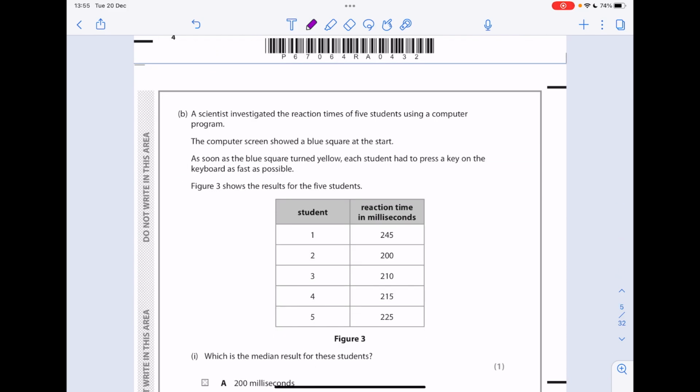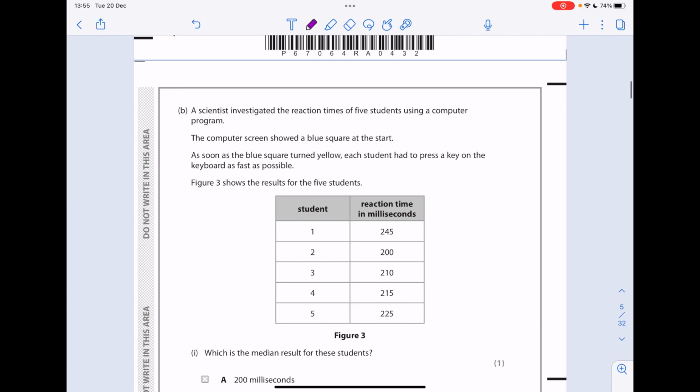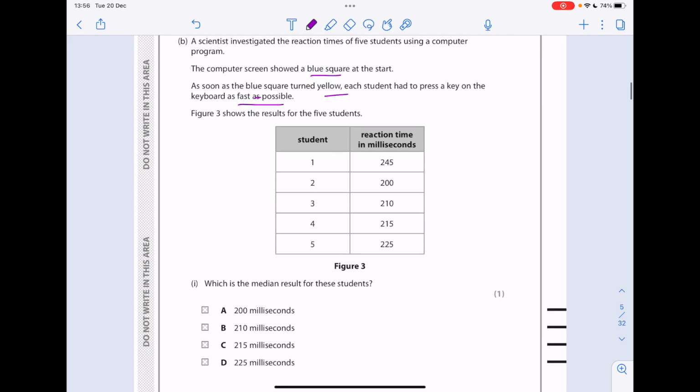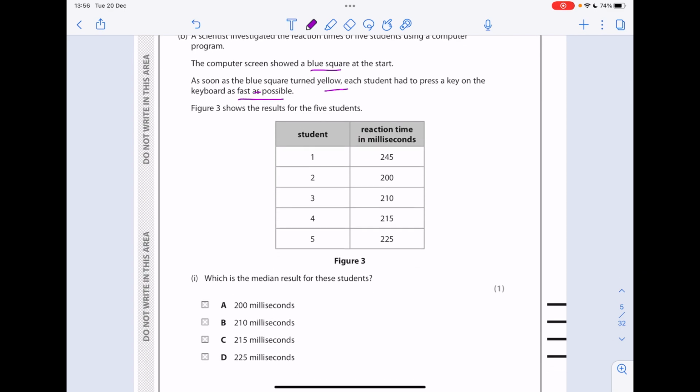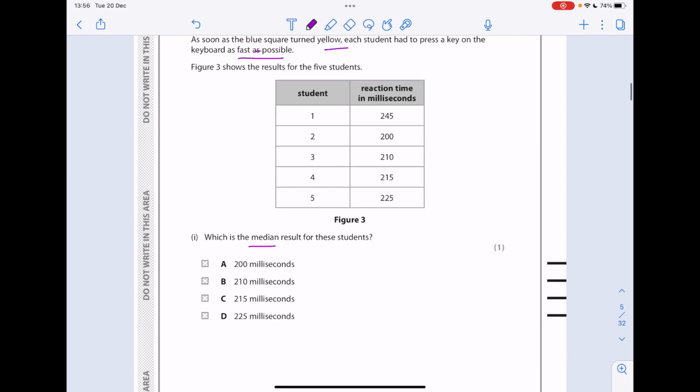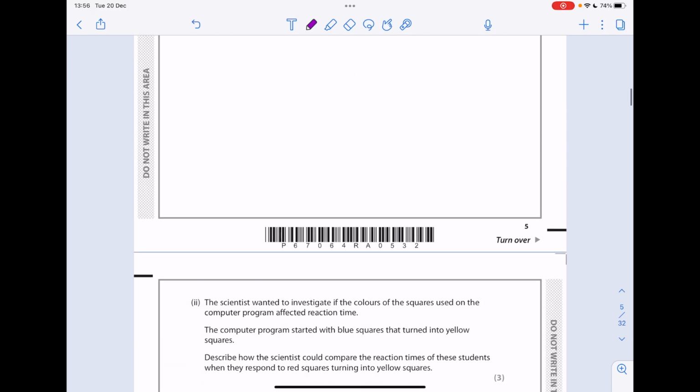A scientist investigated the reaction times of 5 students using a computer program. The computer screen showed a blue square at the start. As soon as the blue square turned yellow, each student had to press the key on the keyboard as fast as possible. Figure 3 shows the results for the 5 students, which is the median result for the students. So let's put them in order. 200, 210, 215, 225, 245. I do that to make sure I don't miss anything. What's the middle result? It's 215.